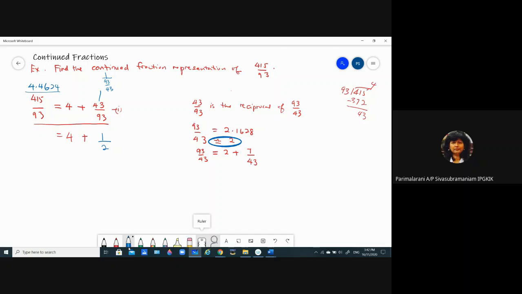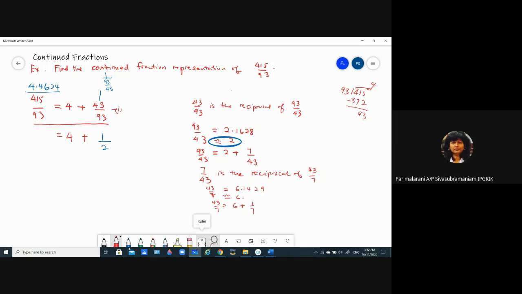Remember, this is the actual value. So we are still near there, and we haven't gone very far. Now it's 4 plus a half. Now we look at 7 over 43. We know that 7 over 43 is the reciprocal of 43 over 7, correct? And 43 over 7 is equal to 6.1429, which is approximately 6. 43 over 7 can also be written as 6 plus 1 over 7.